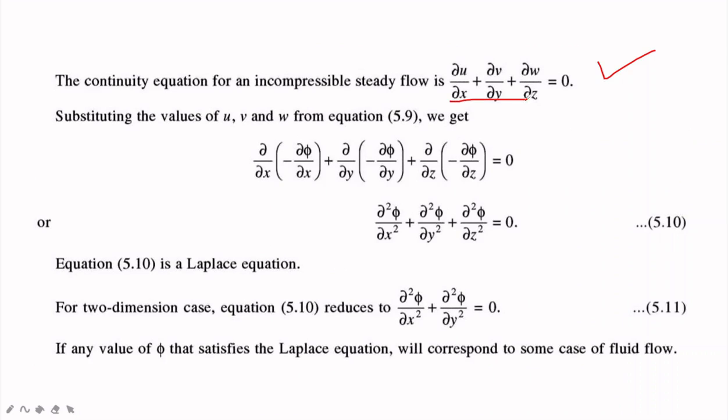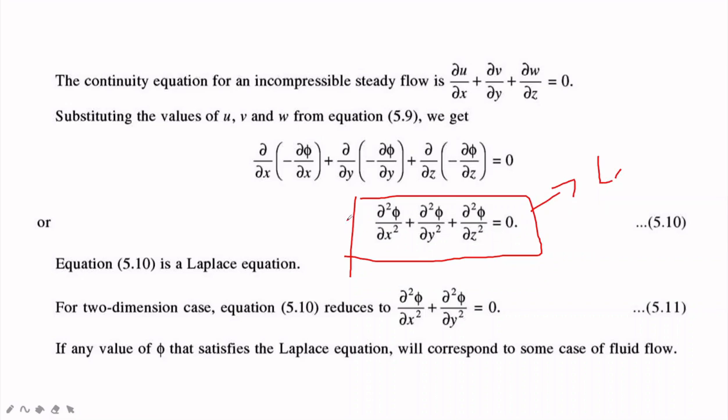Once we substitute the values of u, v and w according to the velocity potential function and simplify, we get a famous equation from mathematics: dou square phi by dou x square plus dou square phi by dou y square plus dou square phi by dou z square is equal to 0. It is the famous Laplace equation.